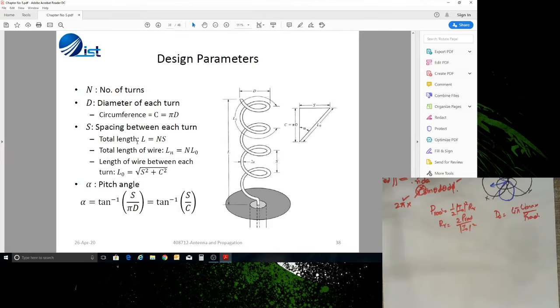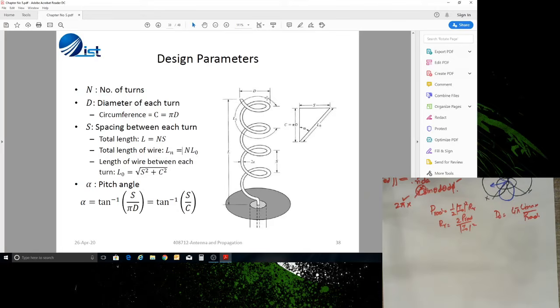The total length of the loop of this helical antenna, L, ये किसके बराबर होगा? It will be N times S, कि स्पेसिंग कितनी है दो टर्न्स के बीच में और टोटल नंबर ऑफ टर्न्स कितने हैं। So N multiplied by S will give you the total length of this helical antenna. तो ये जो L है, this length over here, this is the total length of the helical antenna. Okay, and the total length of wire, what is the length of this wire? So in this case the length of the wire is equal to N L naught.